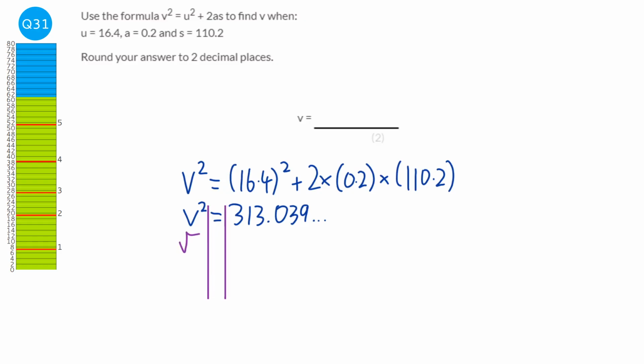And what we're going to do is quickly solve this by square rooting both sides, because it's v squared equals and we just want v equals. So v equals, and we're just going to square root that on the calculator, 17.692 and so on. It says it wants it to 2 decimal places, that's just going to be 17.69.